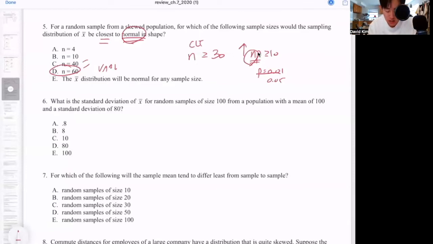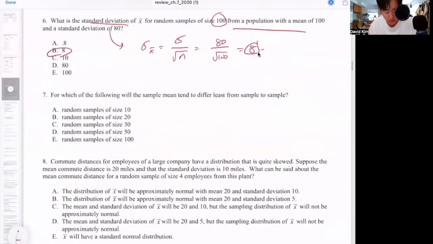Number 6: what is the standard deviation of the sample mean for random samples of size 100 from a population with a mean of 100 and a standard deviation of 80? This is really an easy question, because the standard deviation of the sample mean will always be the population standard deviation divided by the square root of the sample size. So we simply take 80 divided by the square root of 100, and that gives me 8.